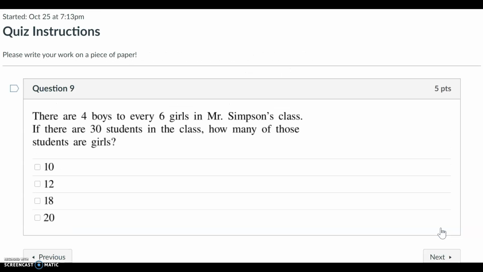Question 9. There are 4 boys to every 6 girls in Mr. Simpson's class. If there are 30 students in the class, how many of those students are girls? 10, 12, 18, 20.